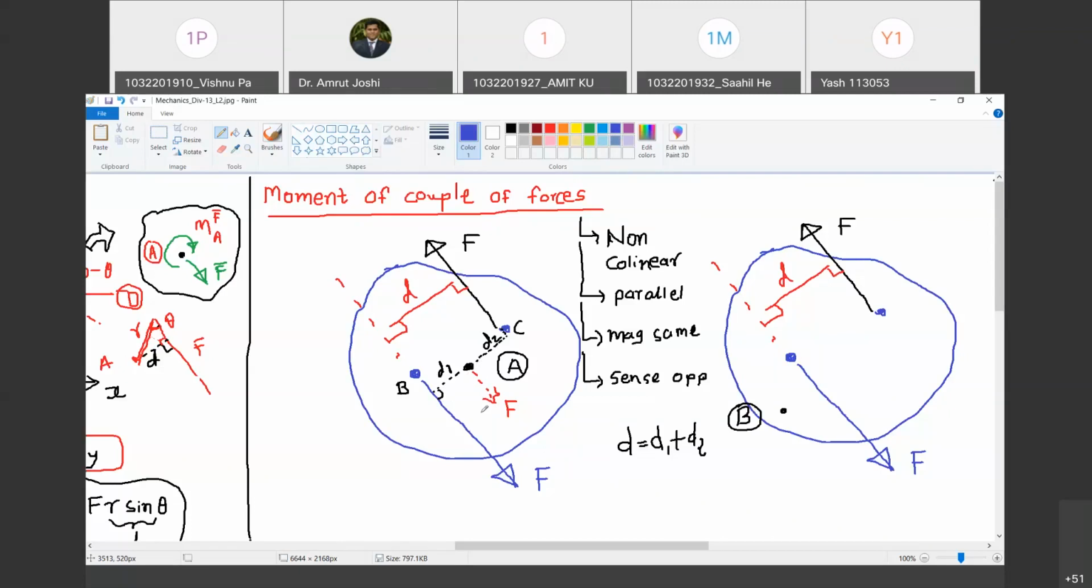Now you forget that there is a force F acting at C. If there was only force F acting at point B, what kind of movement would it have produced at A? Tell me. Clockwise. Anti-clockwise. No, anti-clockwise. Hold the body at A. Once you hold the body at A, this F is going to produce a moment like this. Do you agree with me?